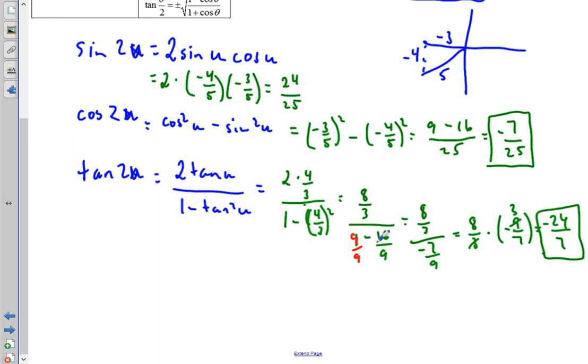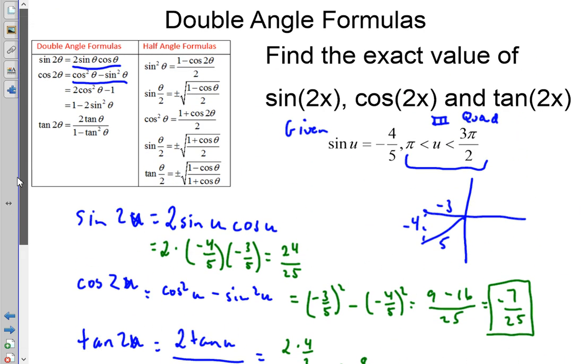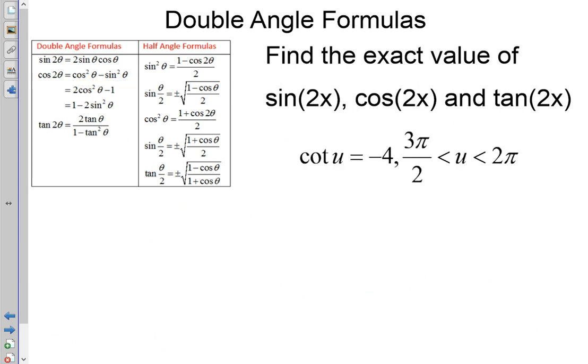And that's going to be -7. Okay. And doing that, all right, so that's how we can solve a problem like so. Find the exact value. I'm going to do one more, and this time I'm giving cotangent of u equals -4.